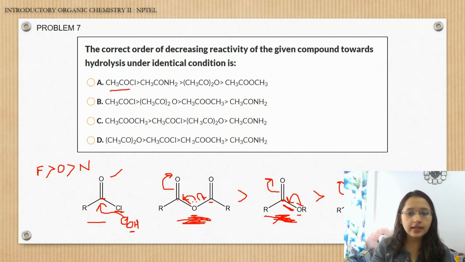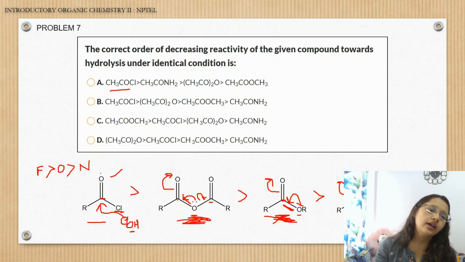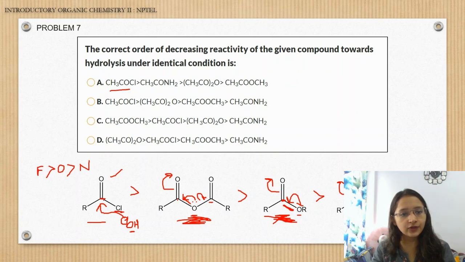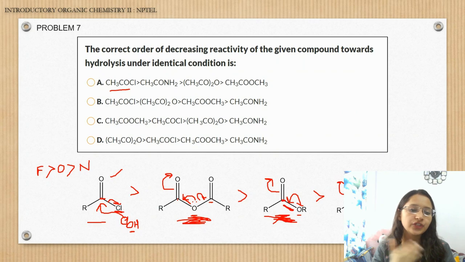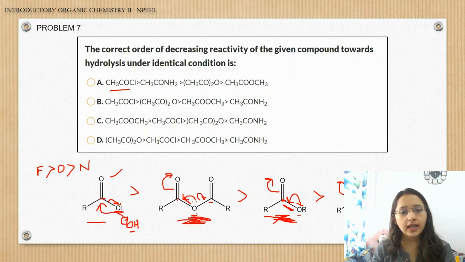than this ester group. In turn, the acid chloride has the highest ease of hydrolysis, because the electrophilicity at this carbon is much higher because of the electronegativity of this Cl. It will attract the shared pair of electrons towards itself, and that is why it becomes much more electrophilic. So if we have to arrange it in decreasing order, first of all the acid chloride has the highest ease of hydrolysis because of the electrophilic nature of this carbon. Then the acid anhydride is the second one. Then the ester comes, and then the amide comes.